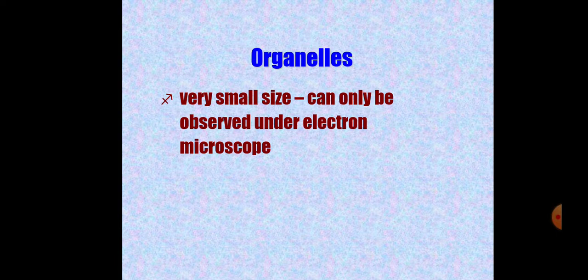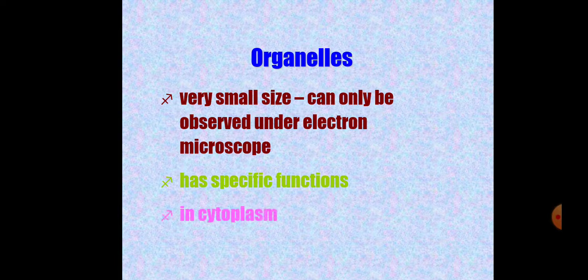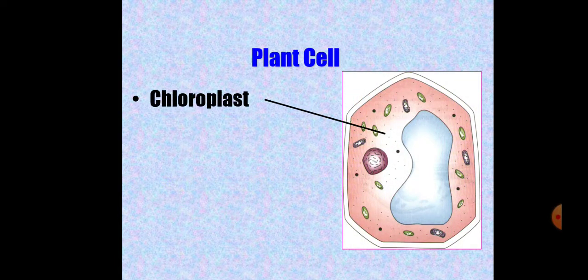carry other substances. So the structures that are found in the cytoplasm of these cells are many, and they vary in size, and most of them are not able to be seen under a light microscope. They can only be seen under an electron microscope, and they all have specific functions. So the first one in a plant cell is the chloroplast.